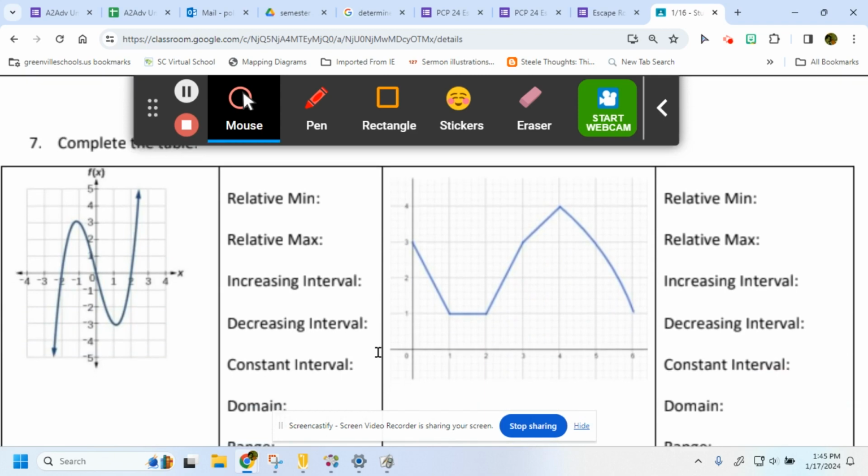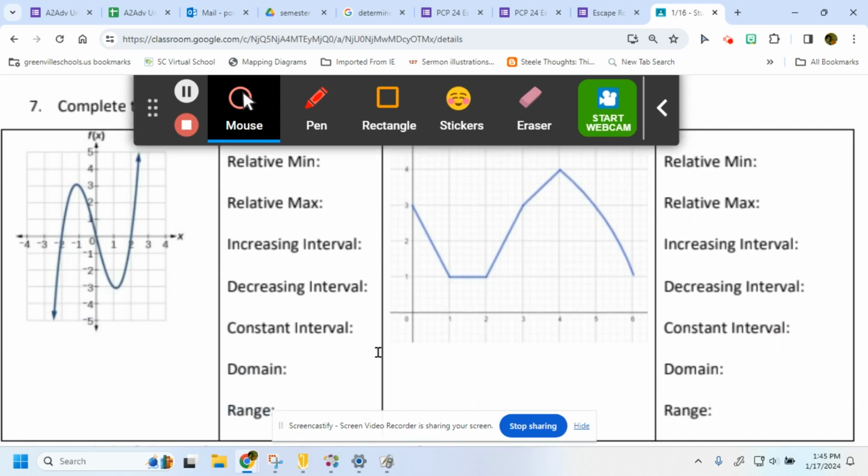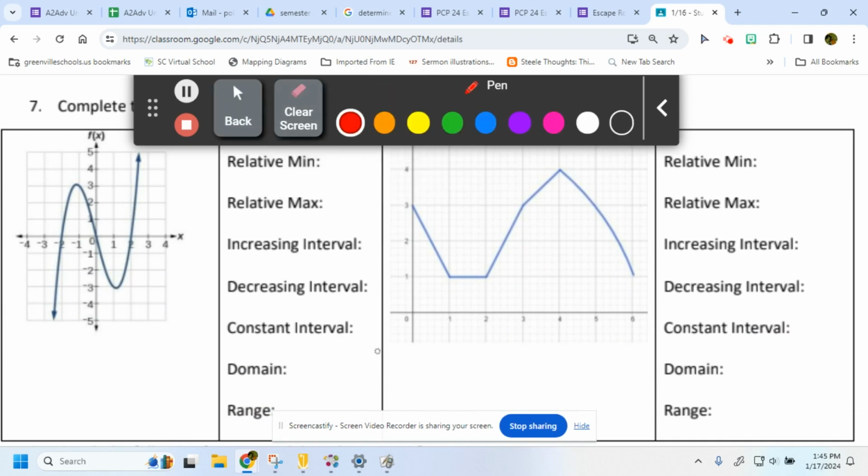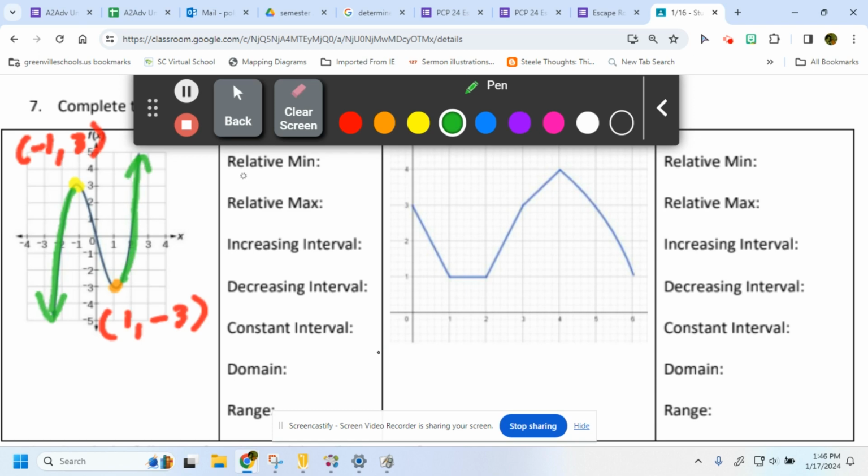Now complete the table here: increasing and decreasing interval, relative min and max, constant interval, domain and range. Okay. First thing you're going to do here is find the relative max and min. So this orange yellow point is your max. This orange one is your minimum. Let's say that is equal to negative 1 comma 3, and let's say this one here is 1 comma negative 3 there, right? So we should understand that everything in green are increasing. These are all increasing, and this is coming down. This goes further up.